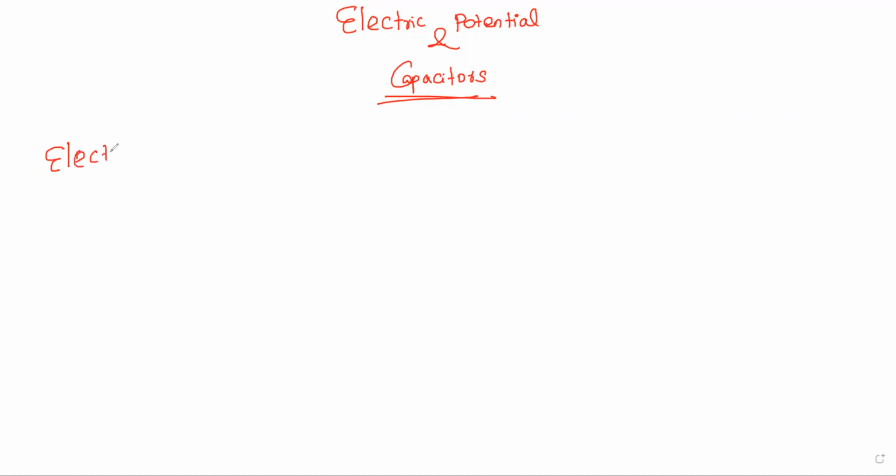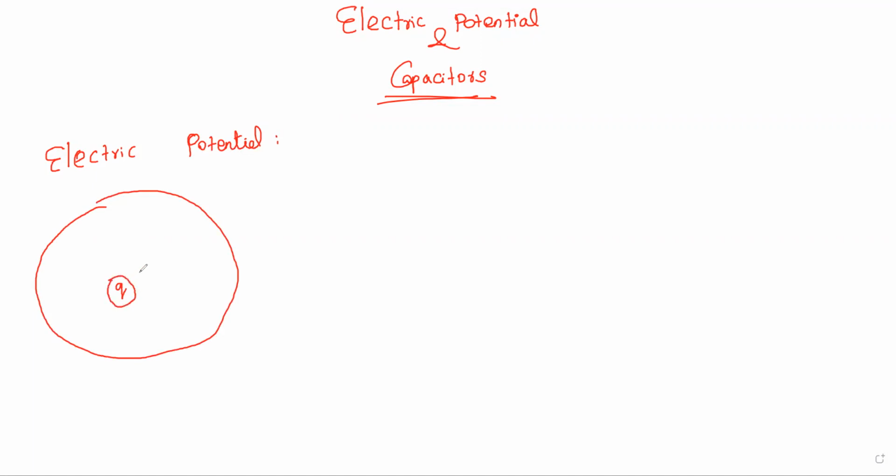We have studied that electric potential is the... so why do we need to know this electric potential? Because if we have any charge, because of that charge there will be an electric field surrounding it. The electric field is the force experienced by the unit positive charge. That means if you bring any charge to this circle, the charge which you bring experiences the force.